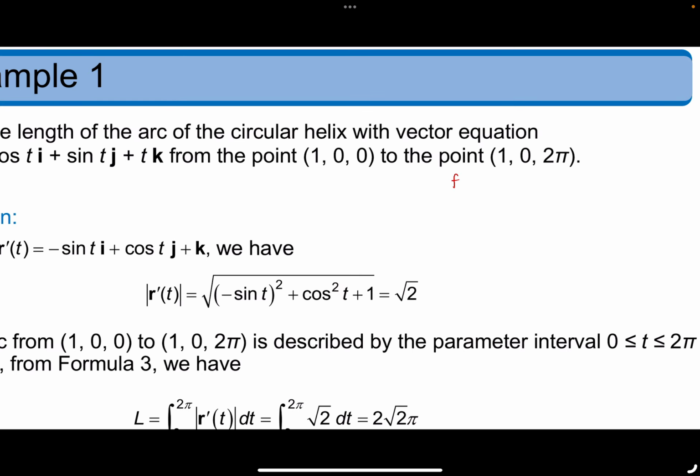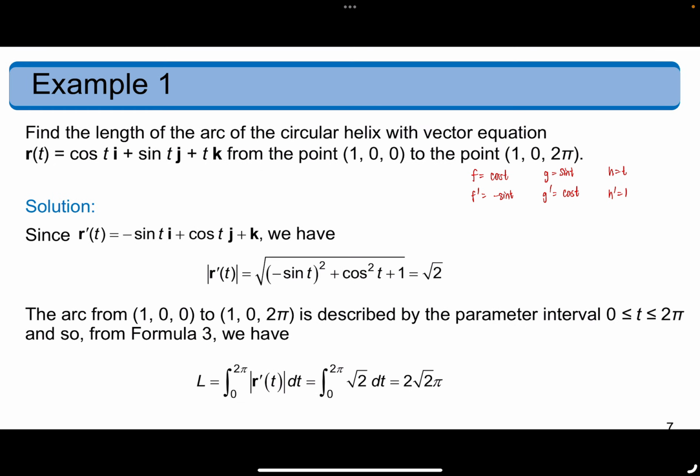So f is cosine t, so f prime is negative sine t. G is sine t, g prime is cosine t. H is t, so h prime is 1. So for the length, it would be the square root of negative sine t squared plus cosine t squared plus 1. So that's the magnitude of the derivative. So that would be square root of 2.